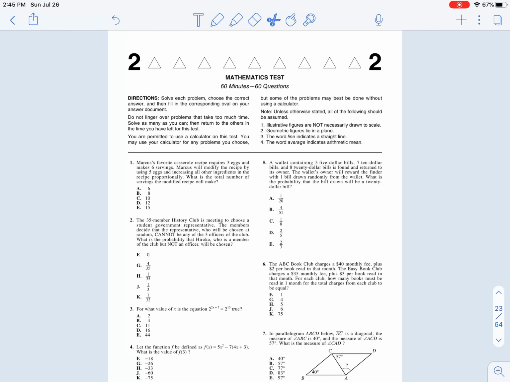Guys, welcome to this practice exam breakdown. This is the 2018-2019, 2019-2020, 2020-2021 math exam breakdown. So let's get right into it.